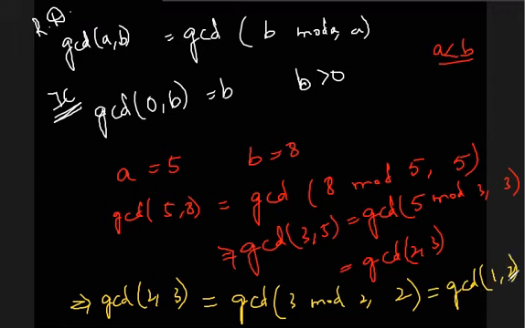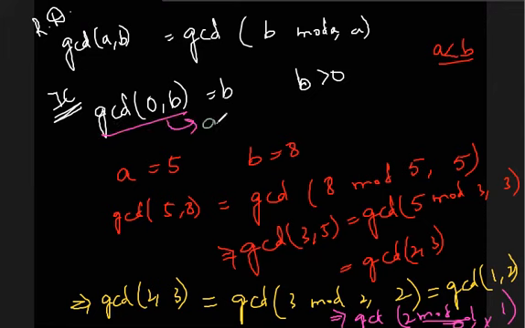Now after that, GCD of 1 comma 2, let me write it over here, that GCD of 1 comma 2 will give you 2 mod 1 comma 1. Now 2 mod 1 comma 1, this will give you 0 then comma 1. So basically we got this initial condition, which is GCD of 0 comma 1, which will be equal to 1.